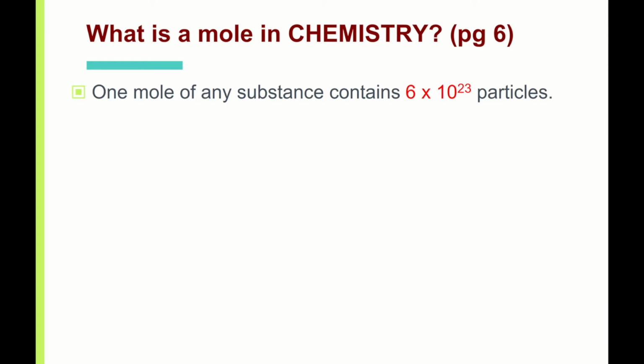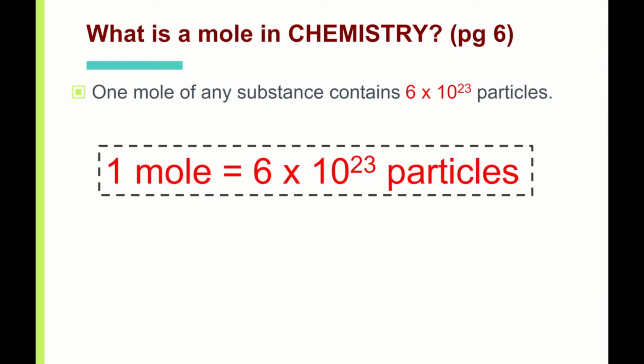Okay, so recap. When I say 1 pair, it means 2. When I say 1 dozen, it means 12. When I say 1 mole, it means 6 times 10 to the power of 23. Okay, remember this number. Okay, so 1 mole refers to 6 times 10 to the power of 23 particles. So this particle is very, very general. Okay, remember kinetic particle theory. Okay, when we say kinetic particle theory, we are talking about particles in general. It can be molecules, it can be atoms, it can be ions, it can be electrons. Likewise, it's the same for here.